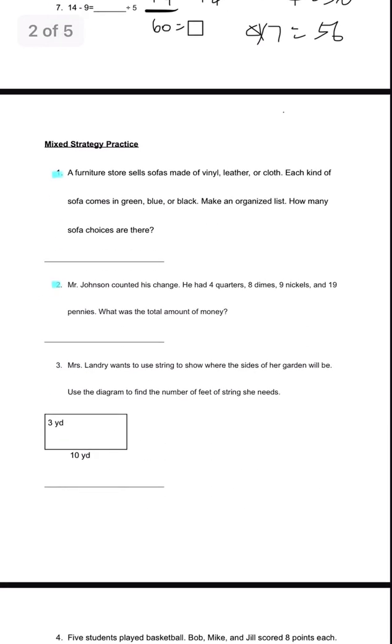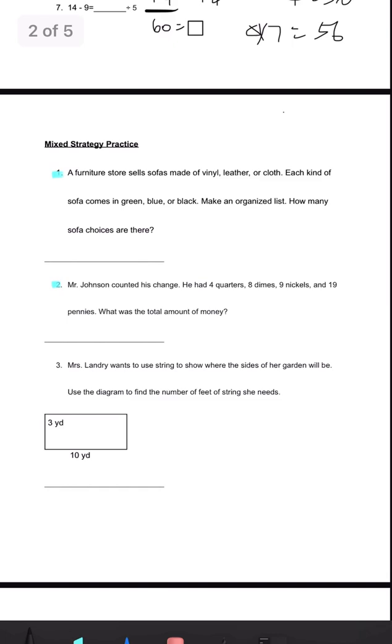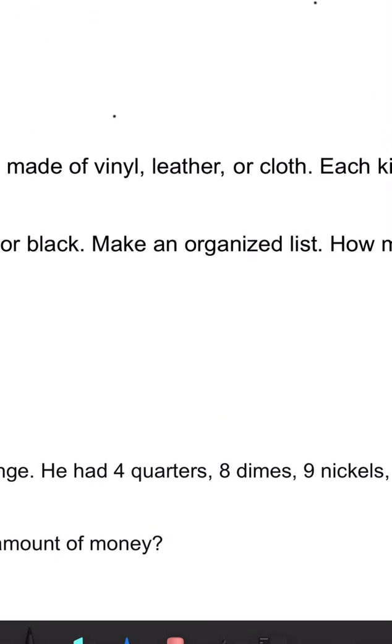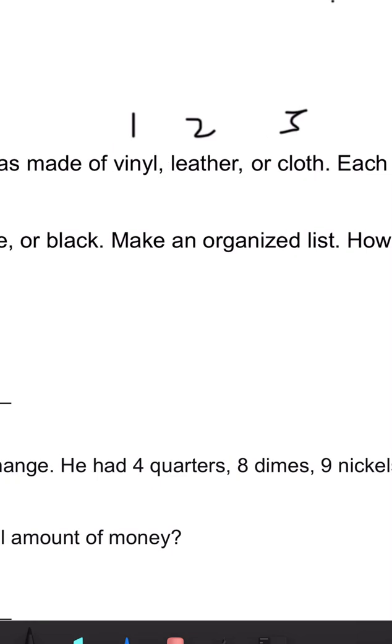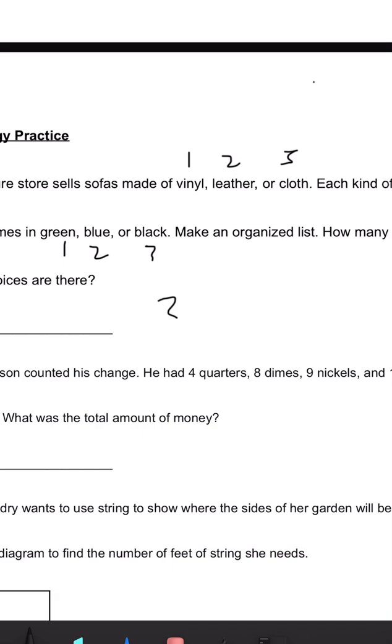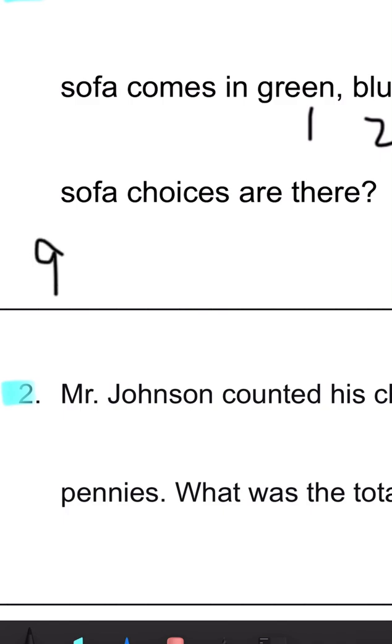Page number 2, we're going to be looking at mixed strategy practice. Number 1, a furniture store sells sofas made of vinyl, leather, or cloth. Each kind of sofa comes in green, blue, or black. Make an organized list. How many sofa choices are there? We don't have to make an organized list. We're just going to see that there are 3 different types of material as well as 3 different types of colors. So all we have to do is 3 times 3, and we get 9. So we know that there are 9 sofa choices.